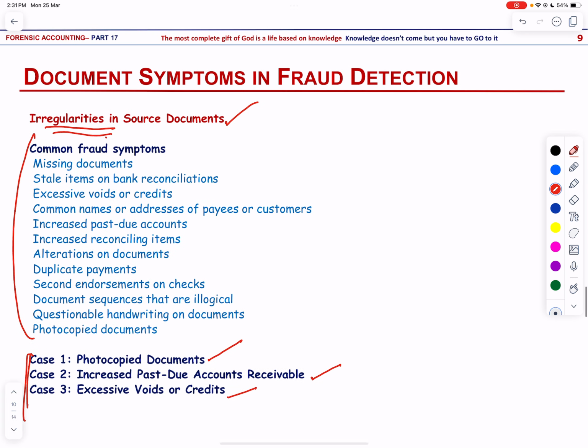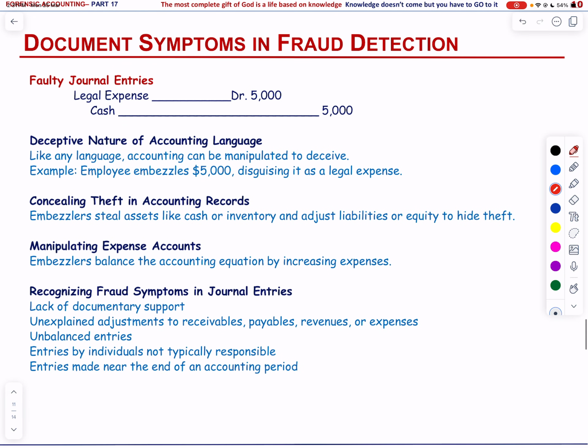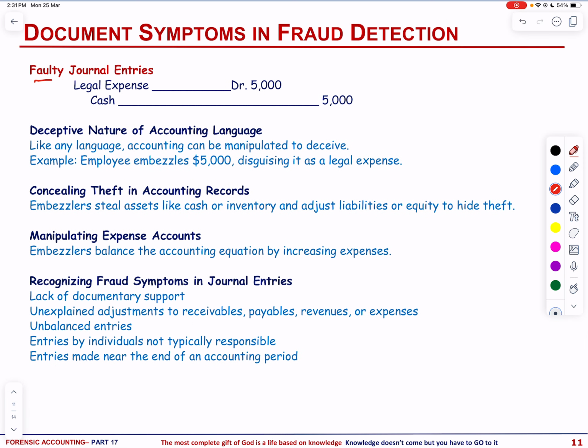The second symptom in fraud detection is faulty journal entries. Accounting, akin to languages like English and Japanese, has its own unique language. For example, legal expenses debit and cash credit. In English, an attorney received 5,000 in cash. In accounting language, debit legal expense and credit cash. Now, fluency in both accounting and English helps understand their identical meaning.